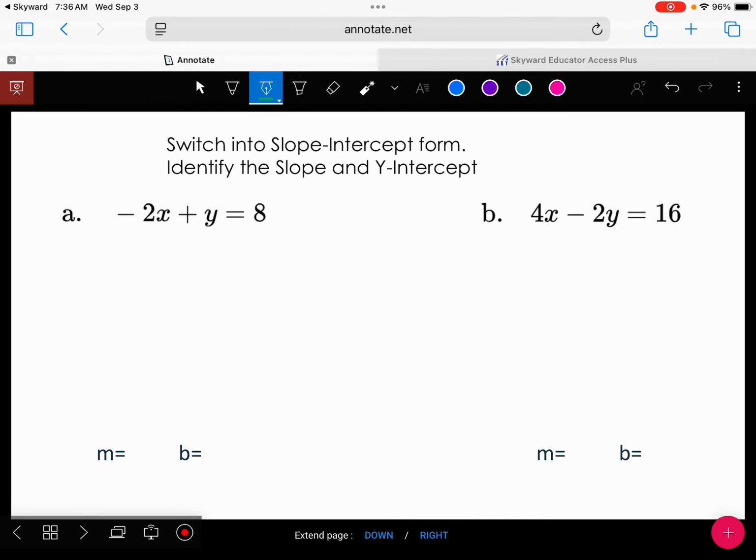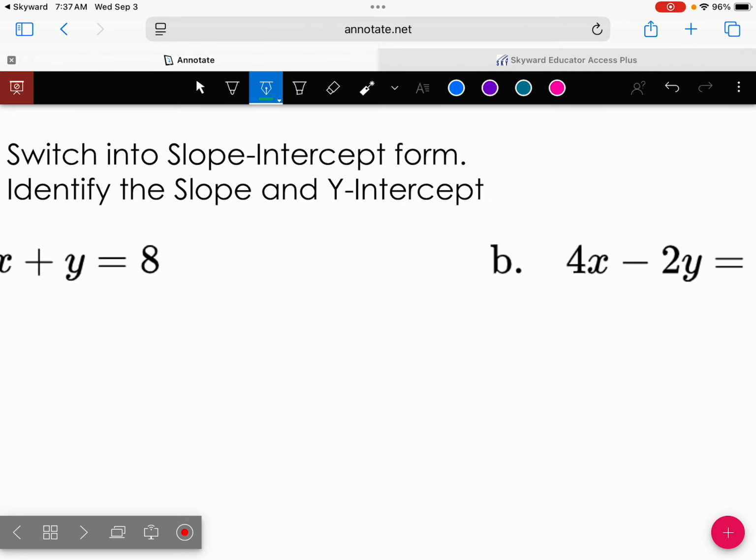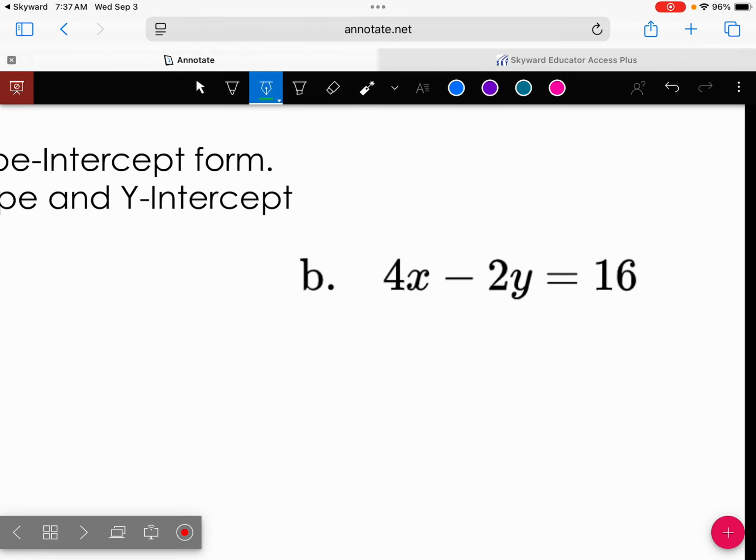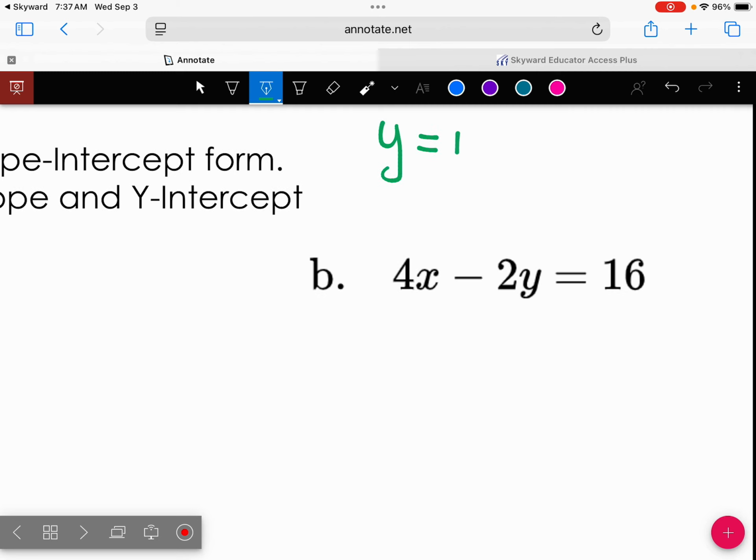Okay, we're going to try this again. We got a couple more to do on here. So we want to put them into slope-intercept form. We're going to find our slope and our y-intercept. They just have blanks for m and b, so we're just going to put them there. I've got -2x plus y equals 8. And we want to get this into slope-intercept form. So I'm just going to write the slope-intercept form up here. I know you guys have it up higher on your page where you can see it. But I like to have it up here.